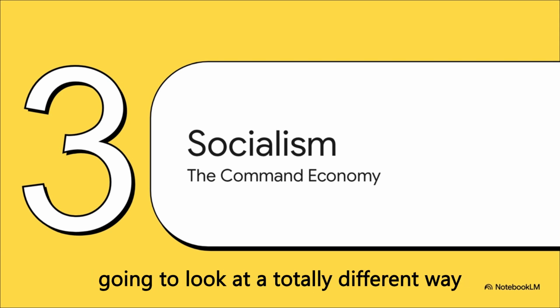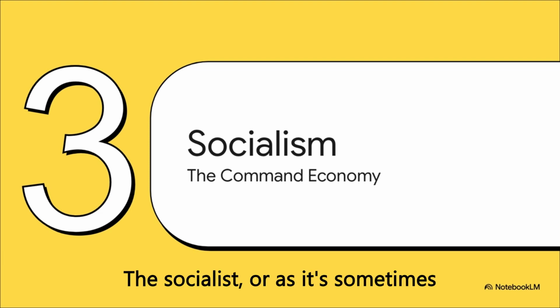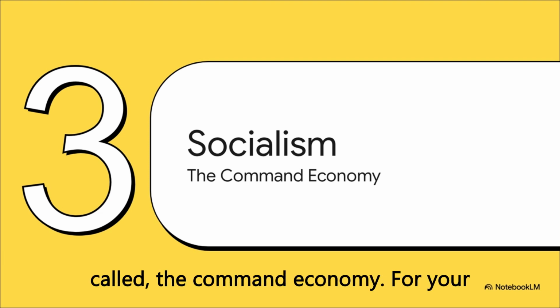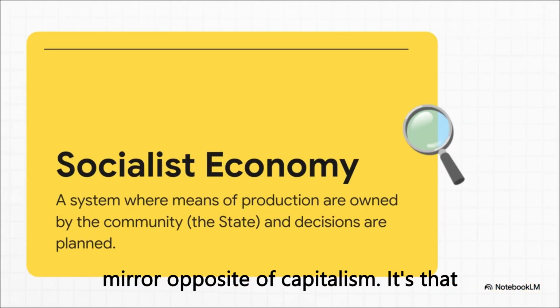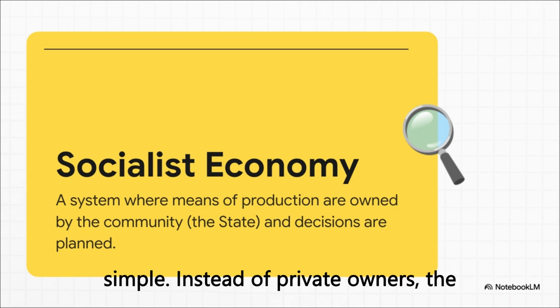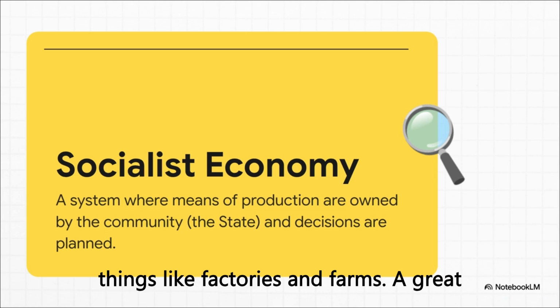We're going to look at a totally different way of solving those four central problems: the socialist, or as it's sometimes called, the command economy. For your exam, just think of socialism as the mirror opposite of capitalism. It's that simple. Instead of private owners, the community, through the government, owns things like factories and farms.